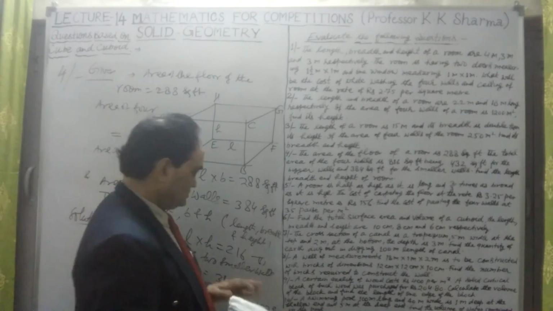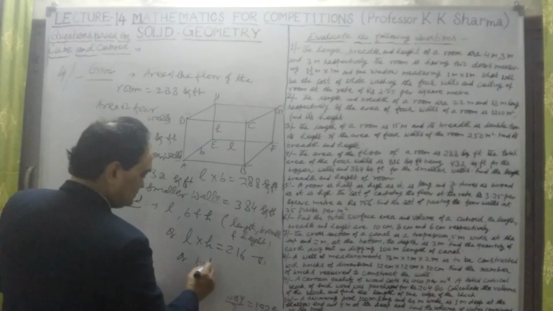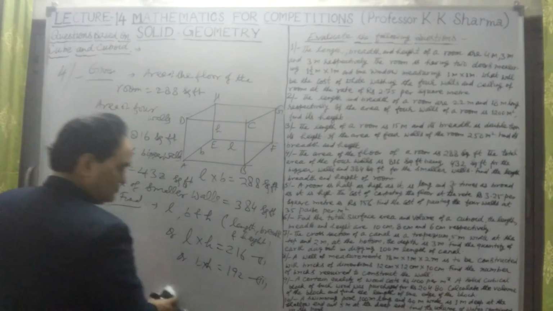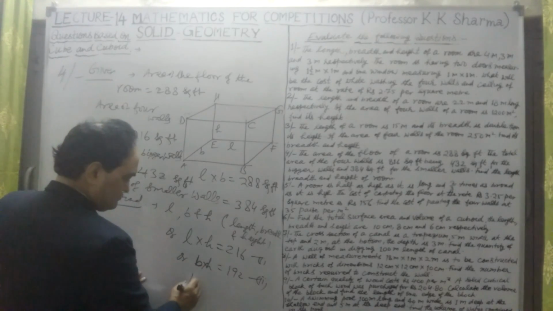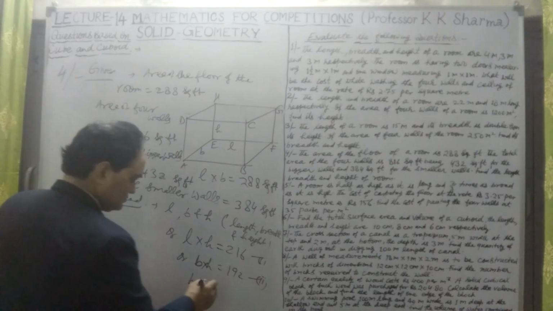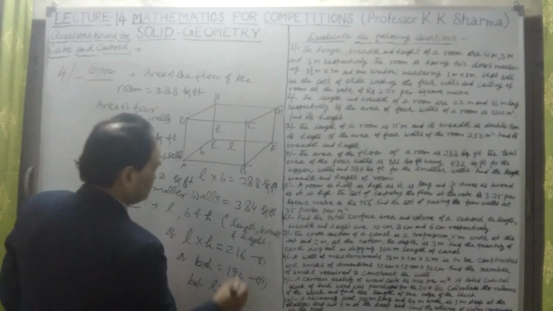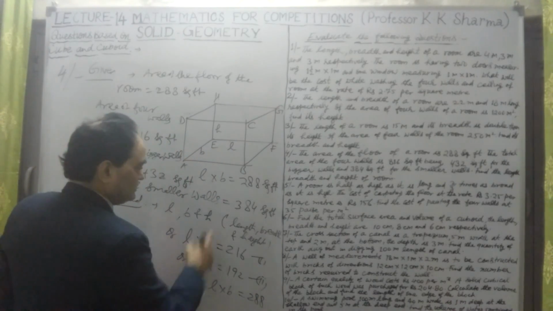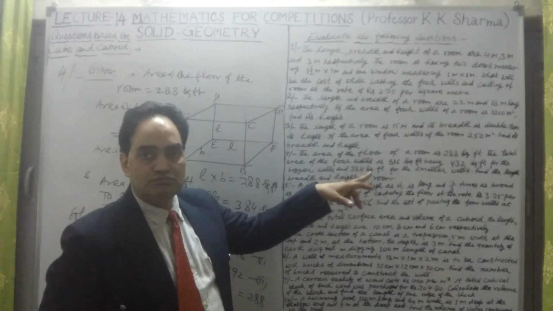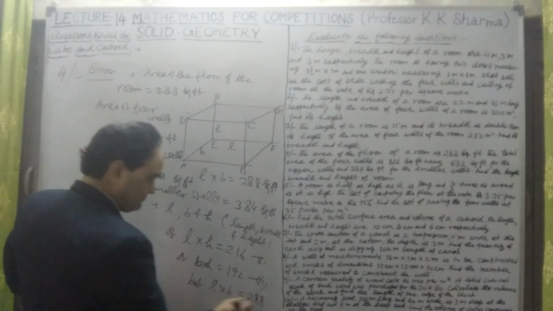That means B into H is given to us. So this is the value of B into H. Let me write here: B into H is equal to 192. This is the second equation. Okay, but L into B, the area of the floor, is given to us as 288 square feet. It says the area of the floor of a room is 288 square feet. Floor means L into B, length into breadth. Try to understand. This is the third equation.